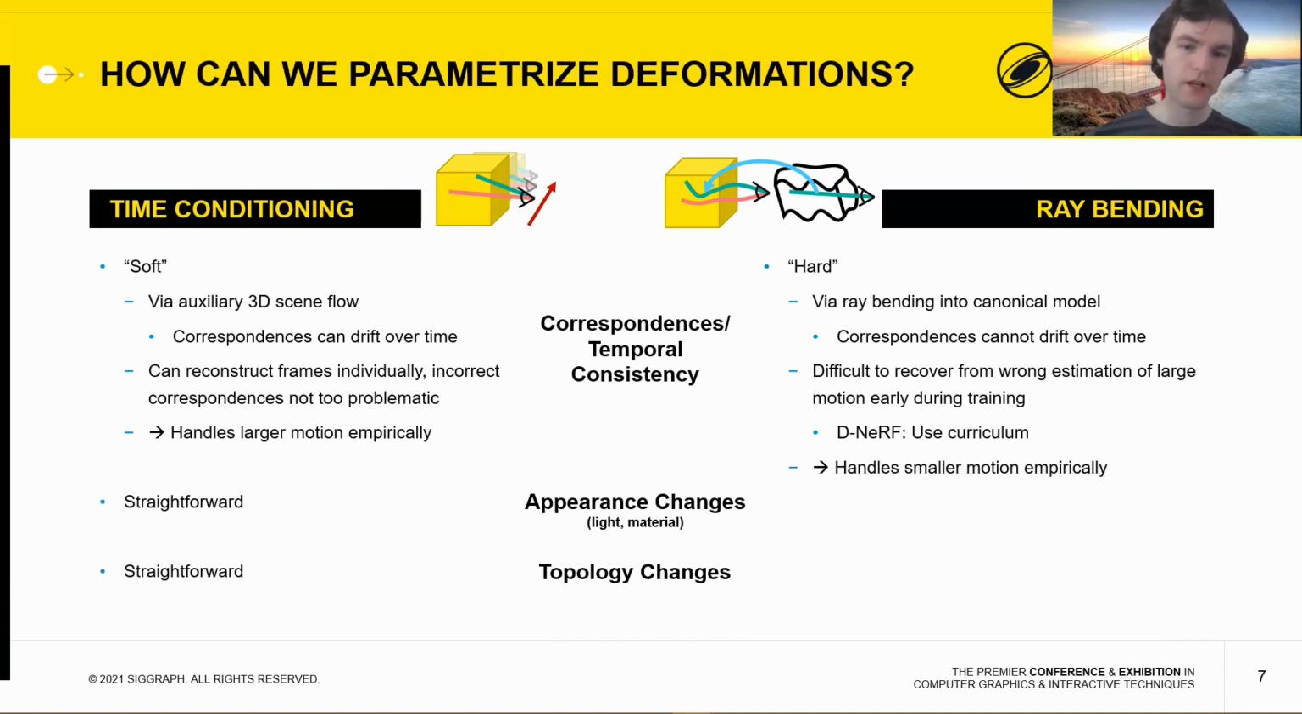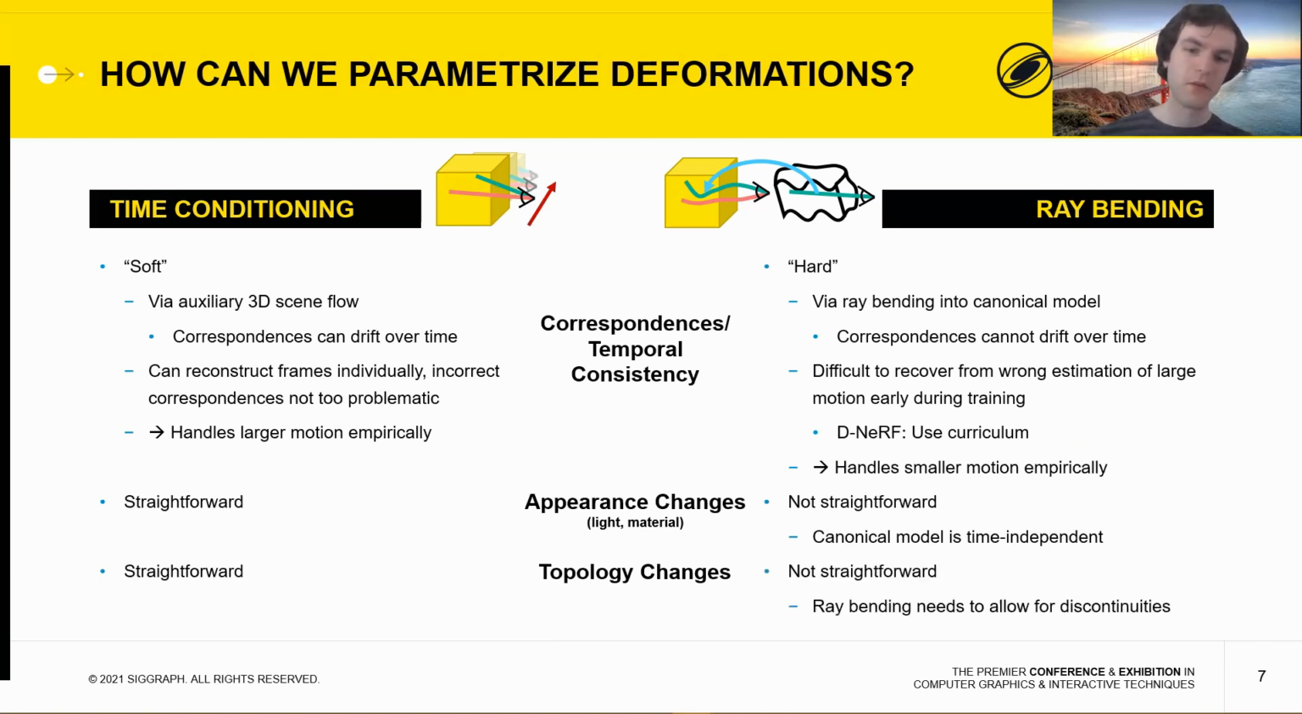However, ray bending struggles with appearance changes since the canonical model that contains the appearance is independent of time. These methods also have difficulties with the discontinuities required for topology changes.